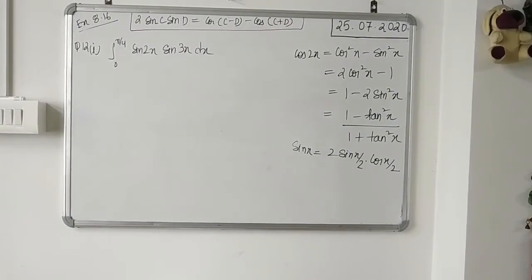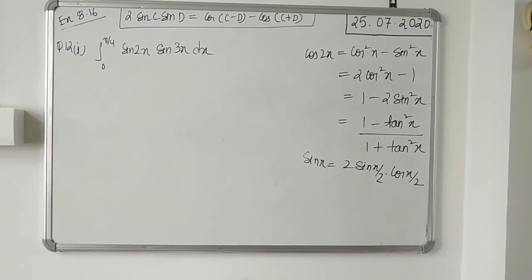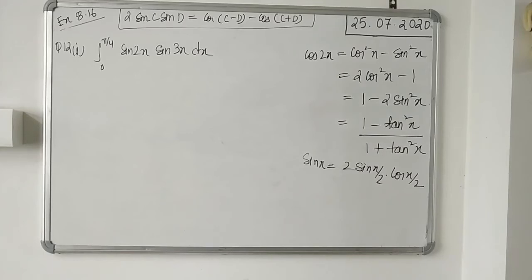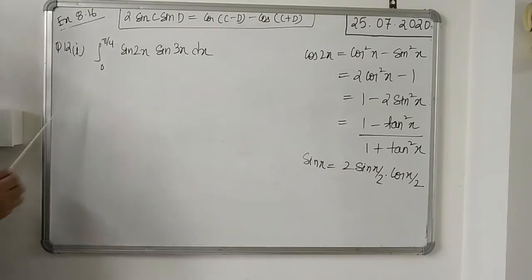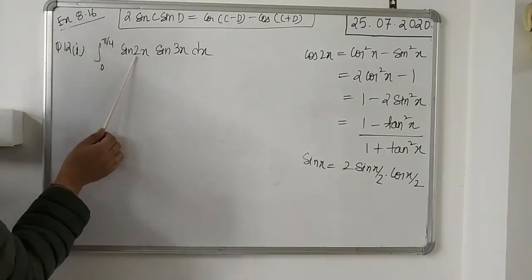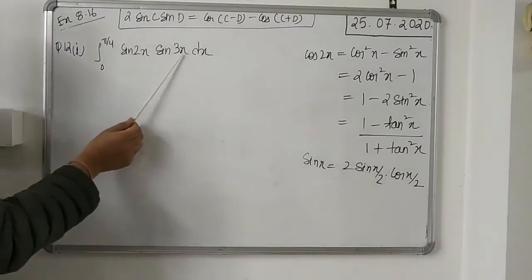Alright, we move to question number 12 part 1 now. The question is: integrate 0 to pi by 4 sine 2x sine 3x dx.